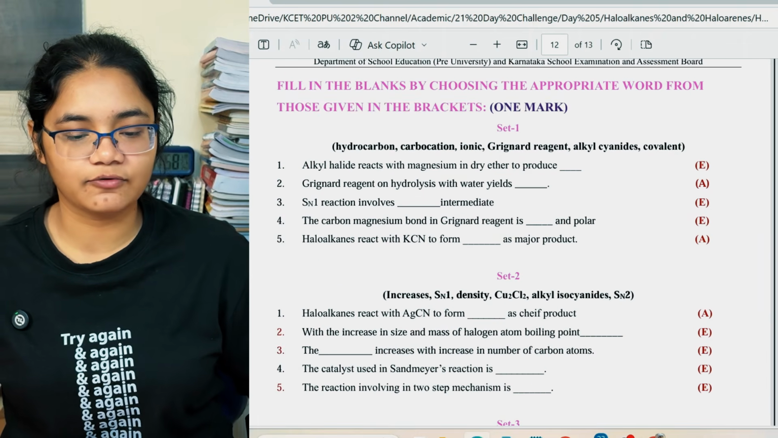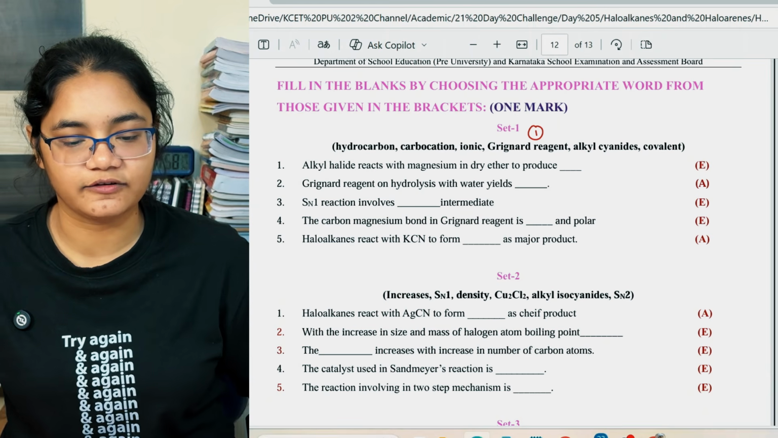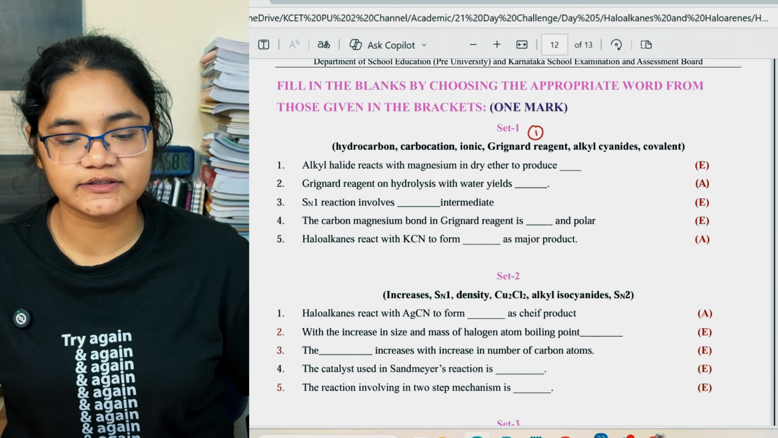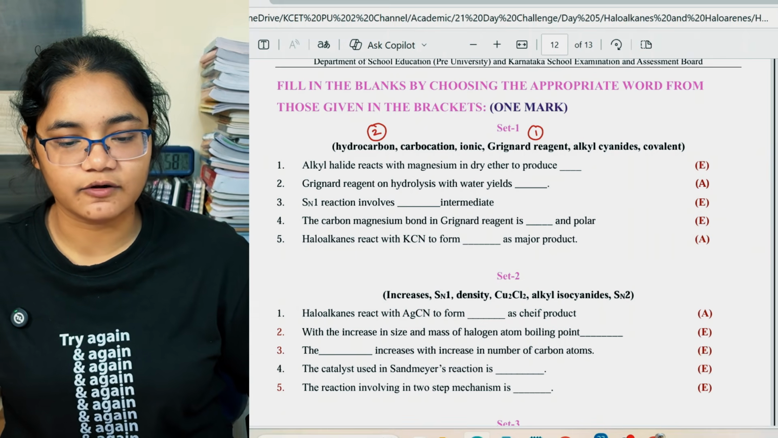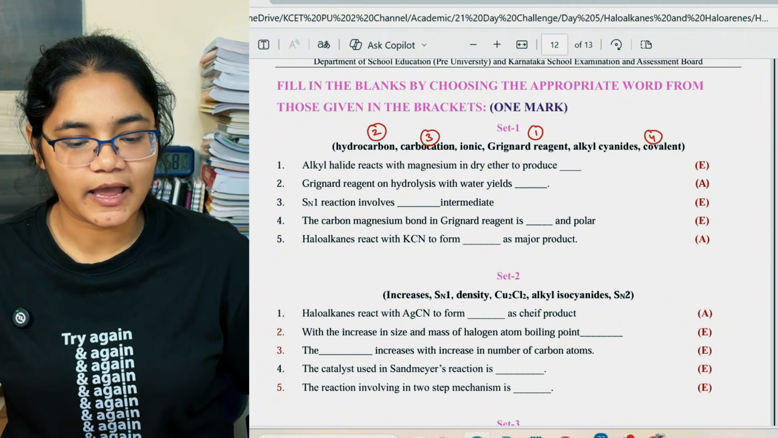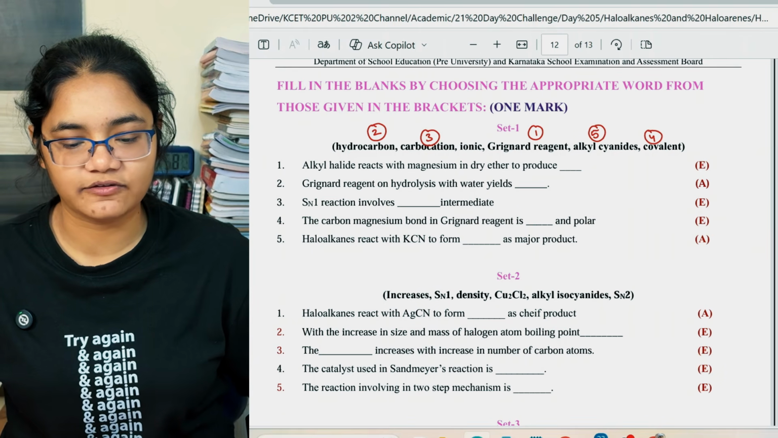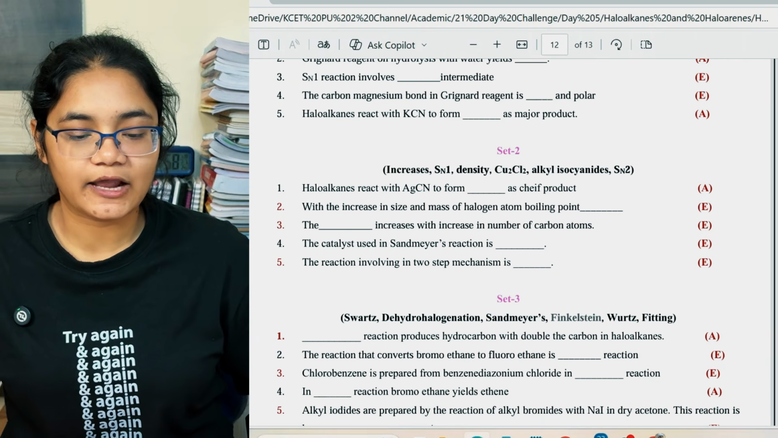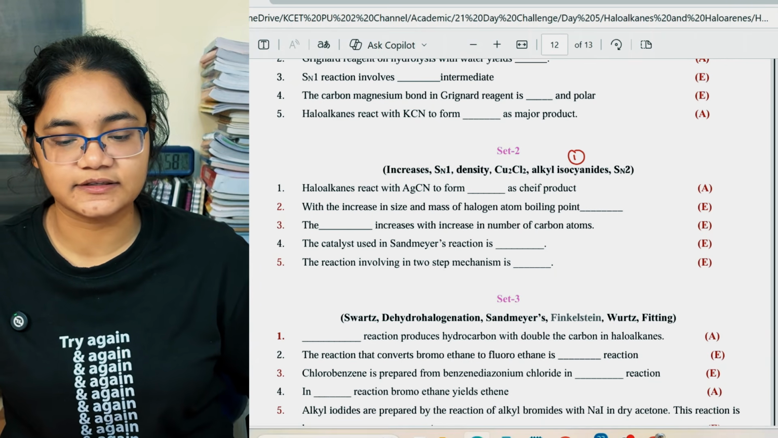Next, let's do match the following. Alkyl halide reacts with magnesium in dry ether to produce Grignard reagent. Grignard reagent on hydrolysis with water yields you hydrocarbon. The SN1 reaction involves carbocation intermediate. The carbon-magnesium bond in Grignard reagent is covalent and polar. Haloalkanes react with KCN to form cyanides, okay, as the major product. Next, we have haloalkanes react with AgCN to form isocyanides as the chief product.